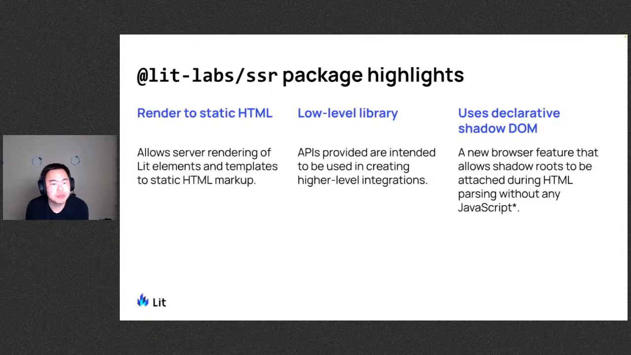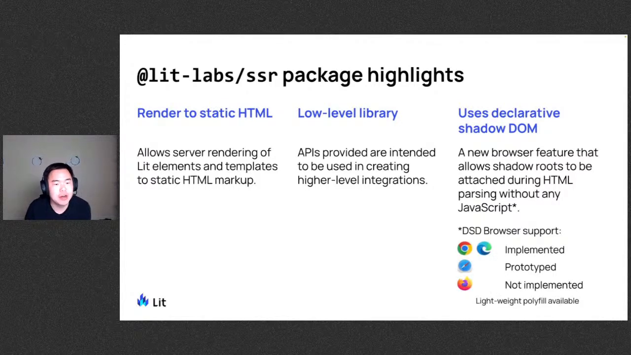And it also works by using the declarative shadow DOM, which is a new browser feature that allows shadow roots to be attached during HTML parsing without use of any JavaScript. A little caveat on there, as for the browser support, it is currently shipping in Chrome and Edge. It is prototyped in Safari very recently, which is exciting to see. Not yet implemented in Firefox, but there does exist a very lightweight polyfill, which can be inlined. So that will require JavaScript to be enabled. But we're excited to see the declarative shadow DOM work in all major browsers soon.